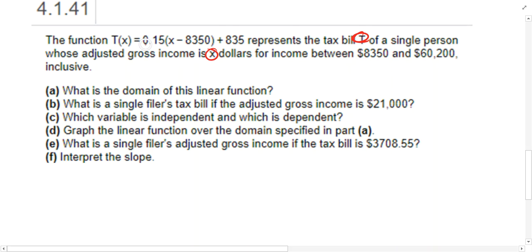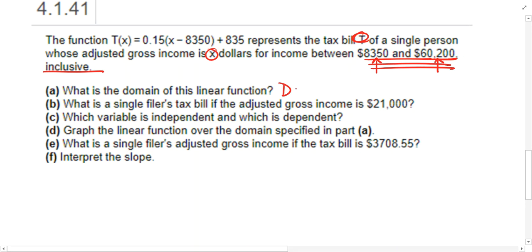Now this expression will only compute the amount of taxes that are owed for somebody that earns between $8,350 and $60,200 inclusive. So if somebody earns precisely this much or earns precisely this much, they can still use this equation. So for part A, even before we do any math, we can answer this. What is the domain of this linear function? What are the inputs that are permitted for this function? And that's actually given to us directly right here.